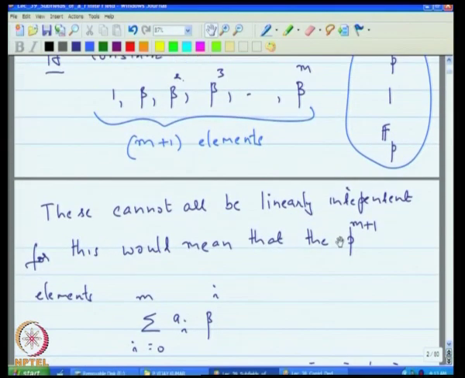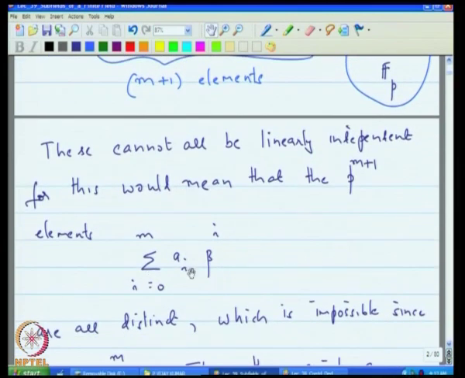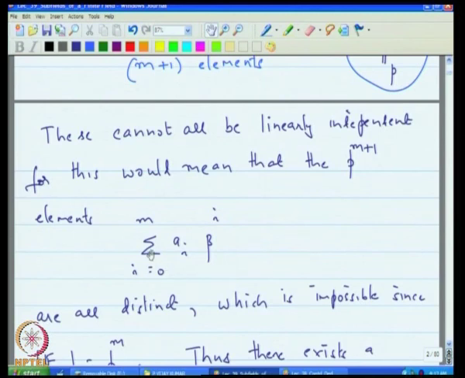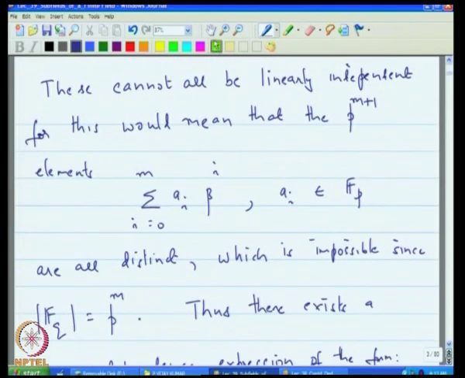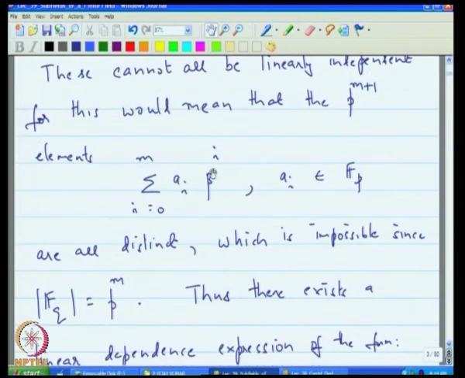They cannot all be linearly independent, because if they were, then the set of all linear combinations of these elements, where the a i come from F p, would all be distinct, because that is a property of linearly independent elements. If any two were the same, that would imply a linear dependence relationship amongst the powers of beta, and we are assuming they are independent. But the total number of terms of this form, just count the number of coefficients, there are m plus 1, and for each coefficient you have p choices.